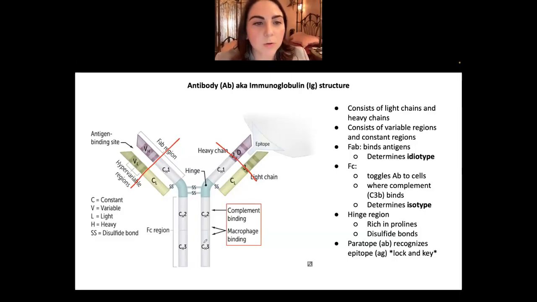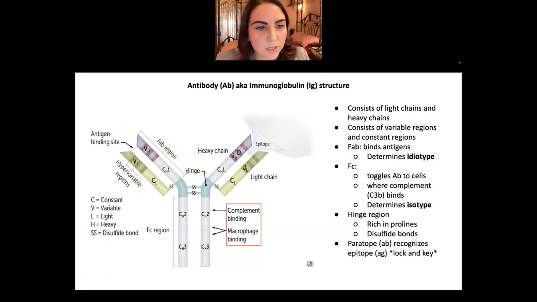But remember, this whole upper portion is called the Fab. This is what's binding antigen. And then this bottom part is called the Fc. Remember, C does not stand for constant. It stands for crystallizable, because the constant region extends up into the Fab region.